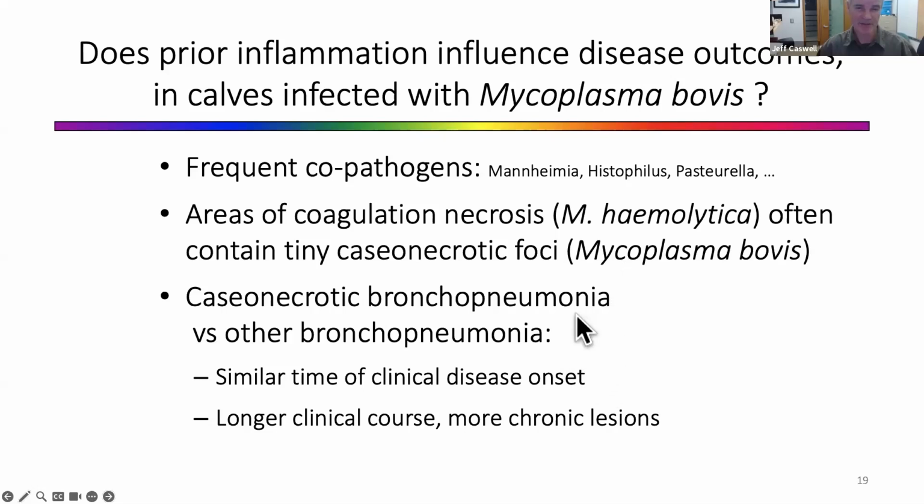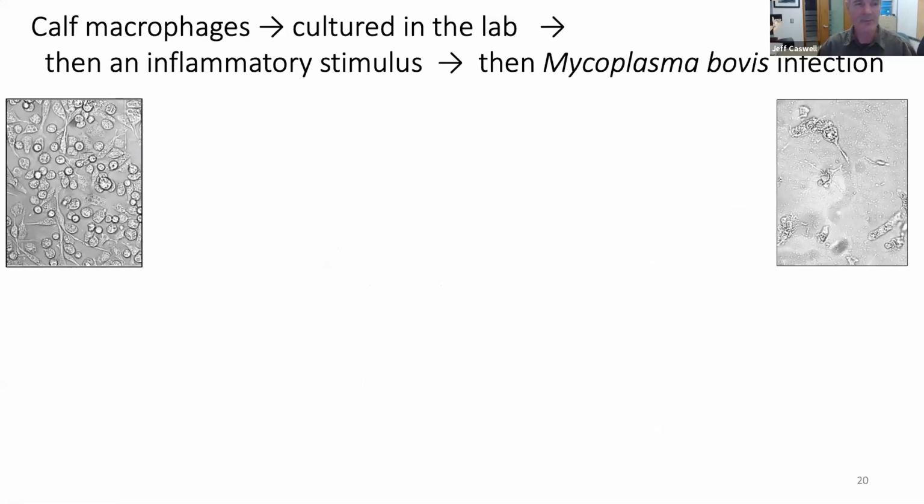And then looking at populations of calves, when we look at animals that have died of bovine respiratory disease and compare those with lesions of Mycoplasma bovis pneumonia to other forms of pneumonia, they seem to have a similar time of clinical onset, but the cattle that end up dying of Mycoplasma bovis pneumonia have a much longer clinical course. So it's as if they all start as the same disease, shipping fever, but some of them get better or respond to therapy, and others end up developing Mycoplasma bovis pneumonia that does not respond well to therapy.